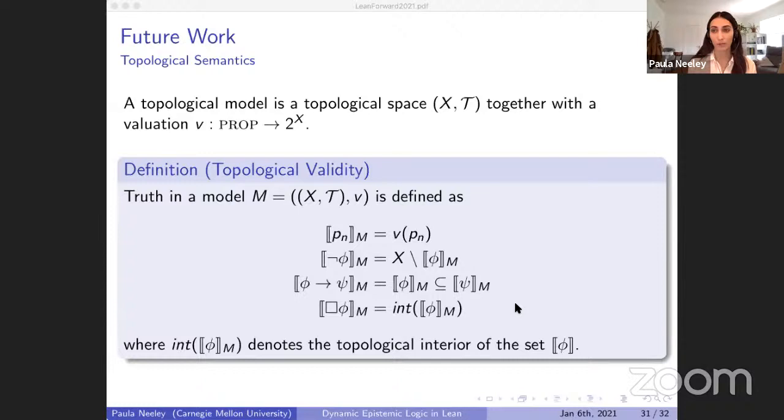But MathLib has a really great topology library, and topological semantics is a modern area of research in modal logic. So there's a lot of interesting work going on in it. So I would love to formalize this next.